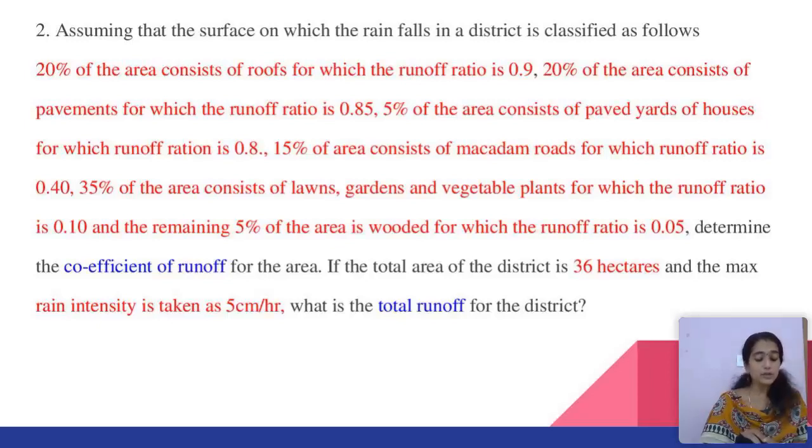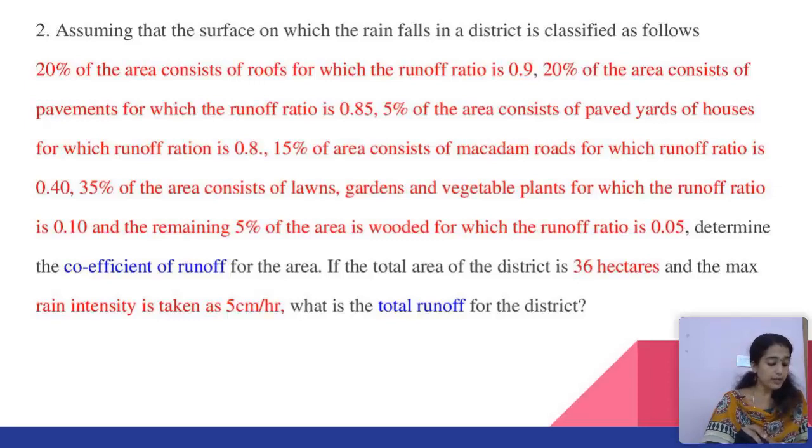And 5% of the area consists of paved yards of houses for which the runoff ratio is 0.8. And 15% of area consists of macadam roads for which the runoff ratio is 0.4. 35% of the area consists of lawns, gardens, and vegetable plants for which the runoff ratio is 0.1. And the remaining 5% of area is wooded for which the runoff ratio is 0.5.